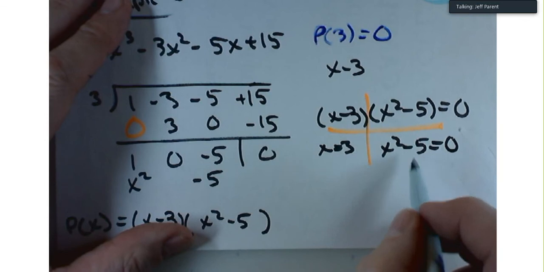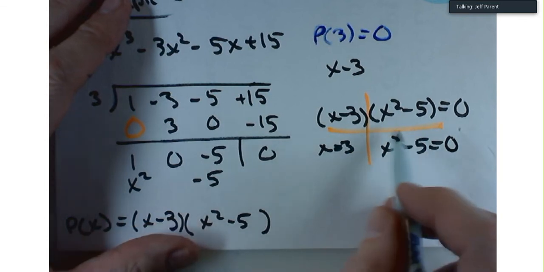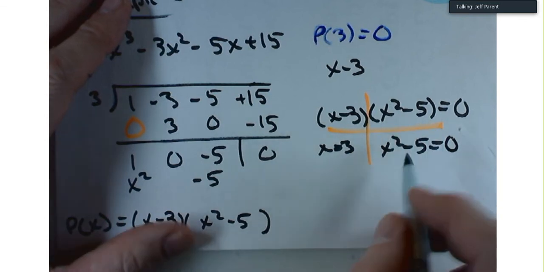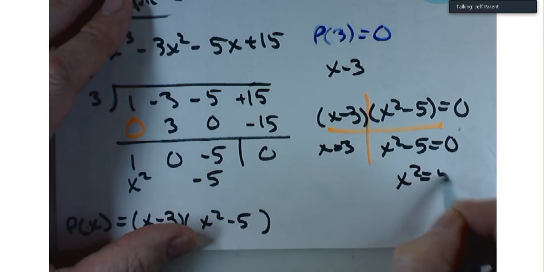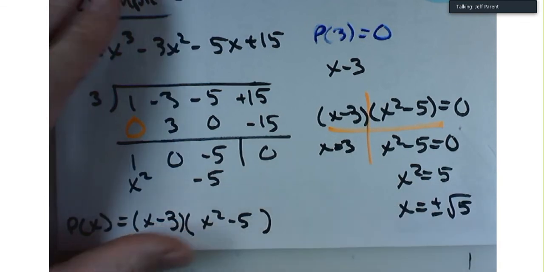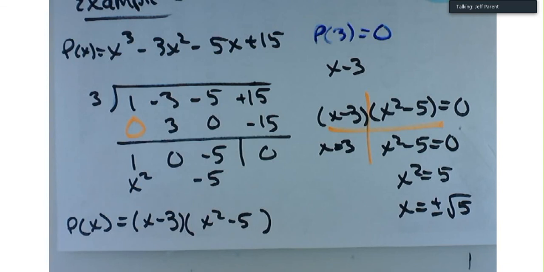Well, now I don't have to worry about a cubic polynomial anymore. This is just a quadratic polynomial. And now I can move that to the other side and get x. Don't forget the plus or minus, but it's plus or minus the square root of 5. Beautiful. So it's kind of a divide and conquer approach.